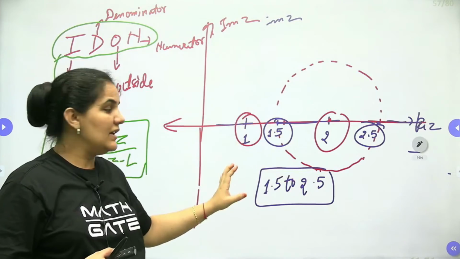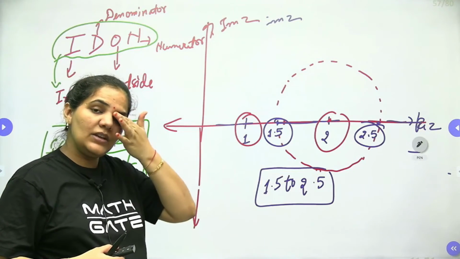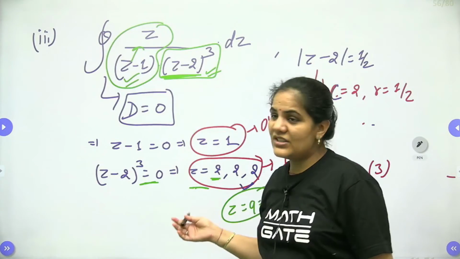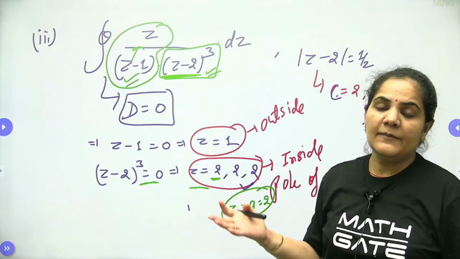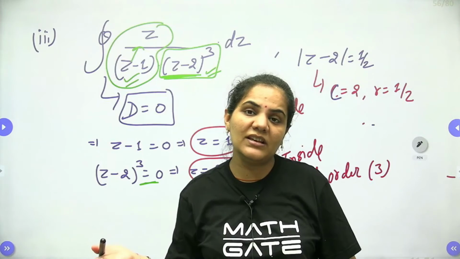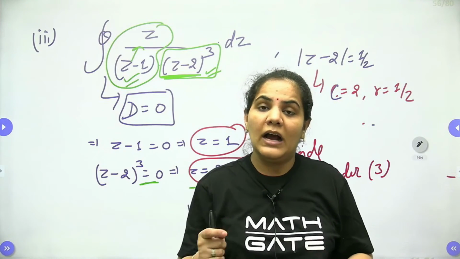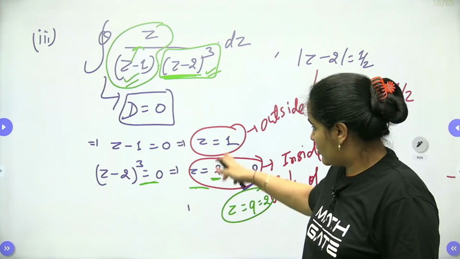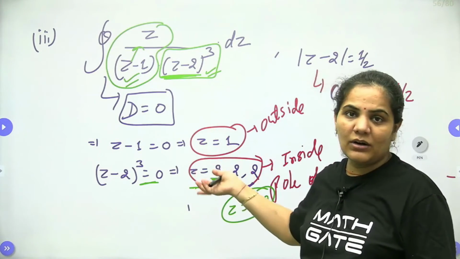Then we have to check the range. We already checked it here. Then you have to find the poles. We already found the poles here. So you can check how many poles are given in the question, and in that particular case, how many poles are inside and how many poles are outside the closed curve.